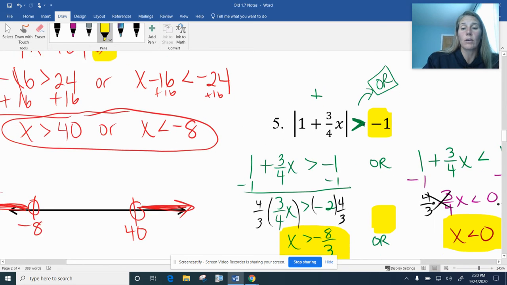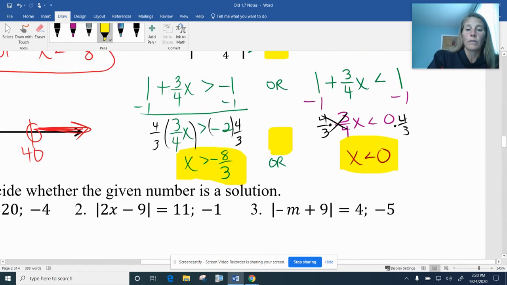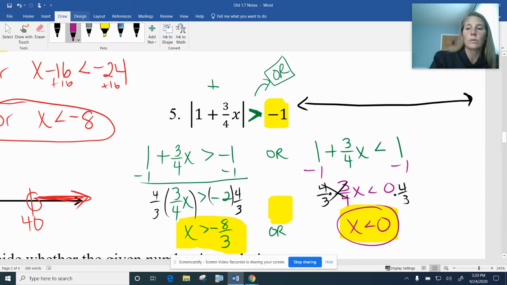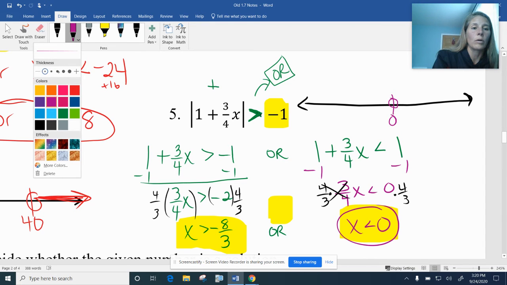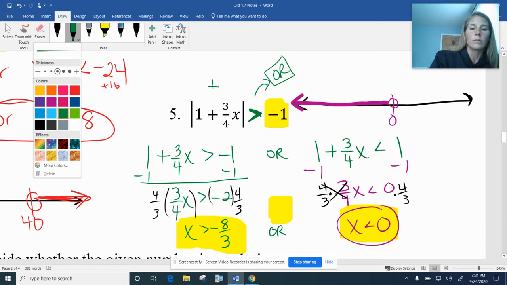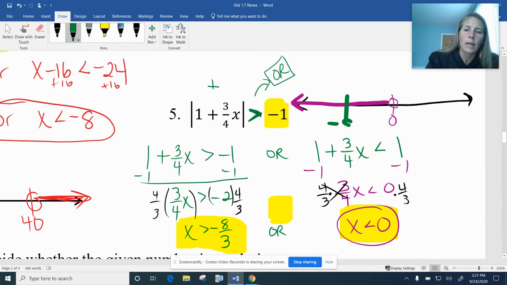So let's see what that looks like on the number line if we were to do one. So if I had a number line here, right? And the first one, this one, x is less than 0. So here's my 0, and it's an open circle. And I'm going to go less than 0. So that's going to go this way, right? Well, now, in a different color, I'm going to do the x is greater than negative 8/3. Well, negative 8/3 is like negative 2.66 or whatever. So let's say it's here, negative 8/3, open circle, but it's greater, so I'm going to go here.